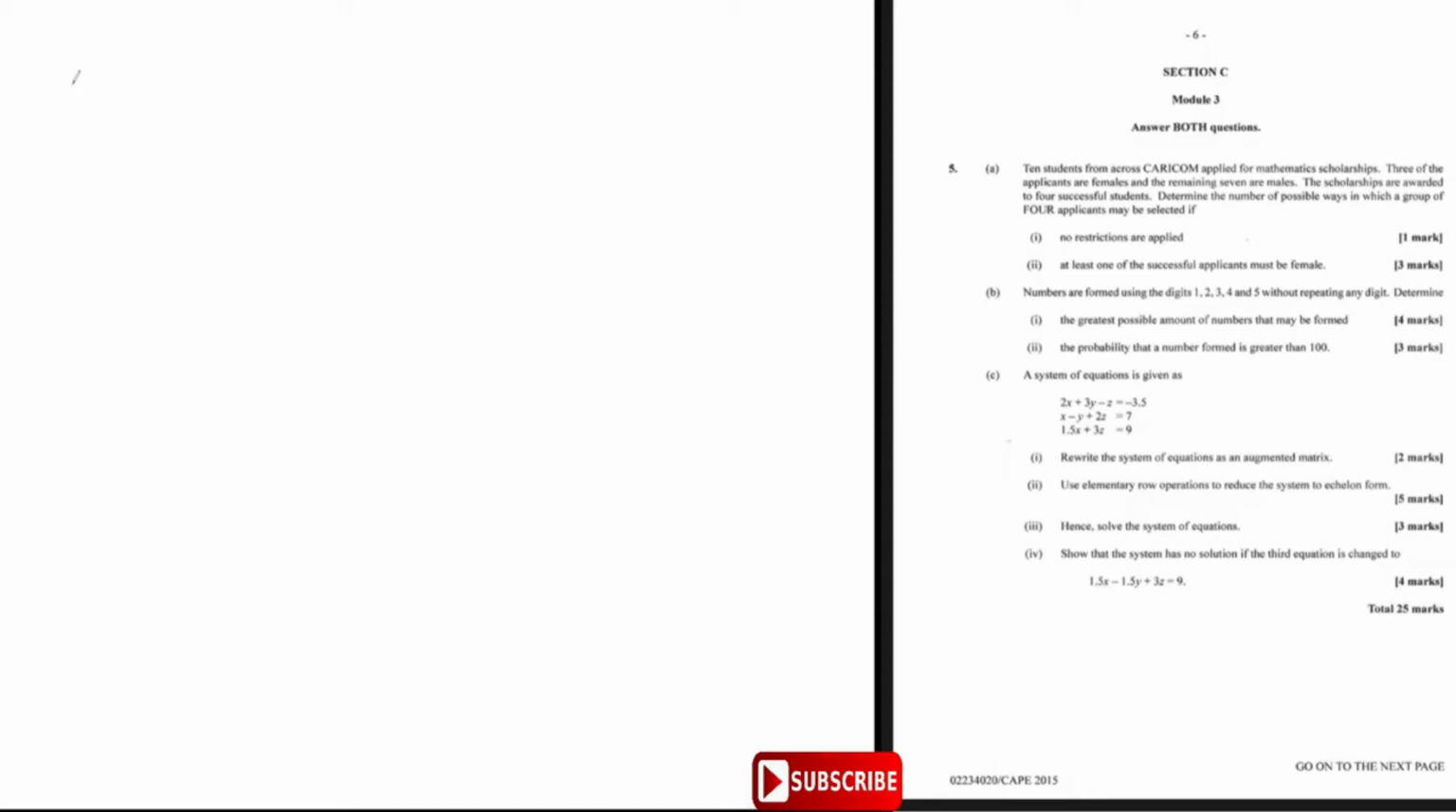So if no restrictions are applied, that means from the 10 persons, we can choose any 4 persons. So it's 10 choose 4. You just put that in your calculator, 10 choose 4, that's 210. So there are 210 ways to choose with no restrictions. Nice. Restrictions.